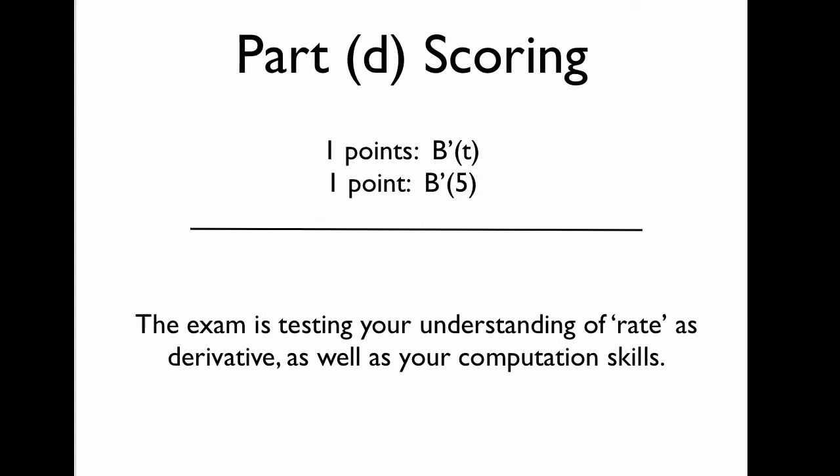Finally, taking a look at Part D scoring, 2 points there. 1 point for b prime of t, that general equation, finding the derivative of the b of t equation, and 1 point for plugging in 5 and getting the correct answer. So they're really testing both your understanding of the derivative, the chain rule, and then just your computation skills at the end.